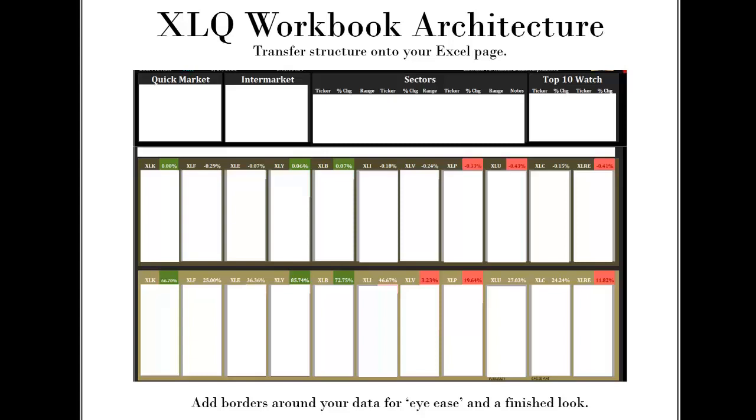It's also a good idea to add borders around your data for the ease of your eye, as well as creating a more finished look for your workbook. Borders also have an extra advantage in that you can hide formulas in the border for additional functionality. What you would do is type your formula in the border and then find the exact same color for the font that you used for the fill, and it will blend right in.